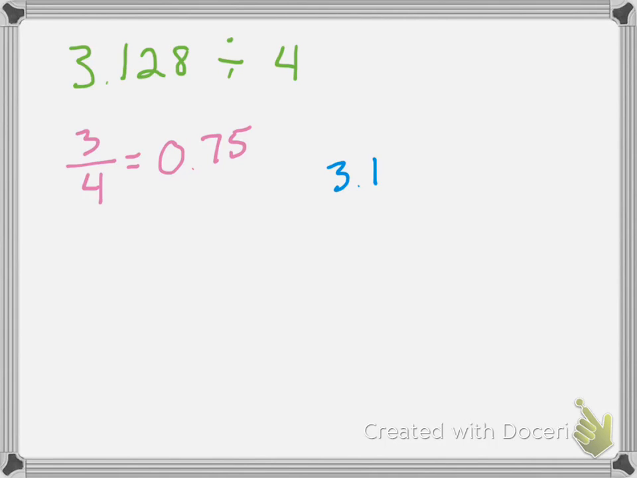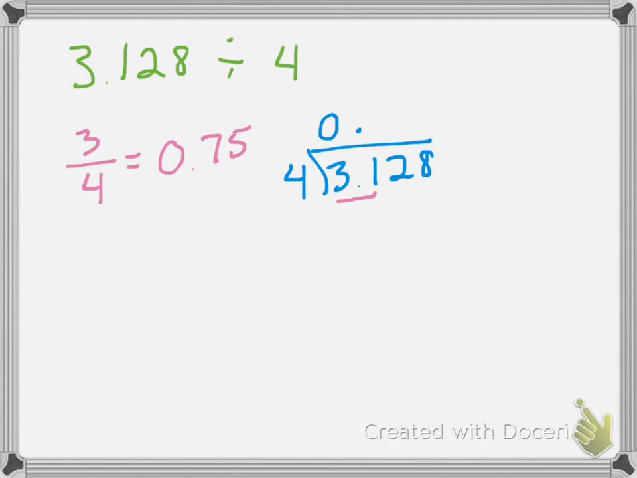Okay, so let's write down 3 and 128 thousandths, and we'll put that inside, and then we'll write the 4 on the outside. What's the first thing I need to do with my decimal? Bring it straight up, you say. Okay, I will do that. 4 cannot go into 3, so we're going to fill that with a 0. However, 4 can go into 31.